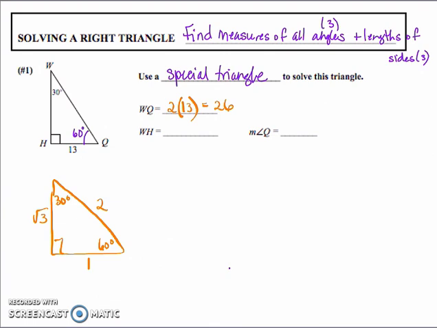WH would be the other leg of the triangle. Since we know that the side length in our special triangle for that leg is square root of 3, we just have to multiply square root of 3 times 13, which would give us 13 square roots of 3 for side WH in our triangle. And of course, we already knew that the measure of angle Q had to be 60 degrees. So if we wanted to fill these things in on our triangle, we could. This side is 26, and this side is 13 square roots of 3. Triangle solved.